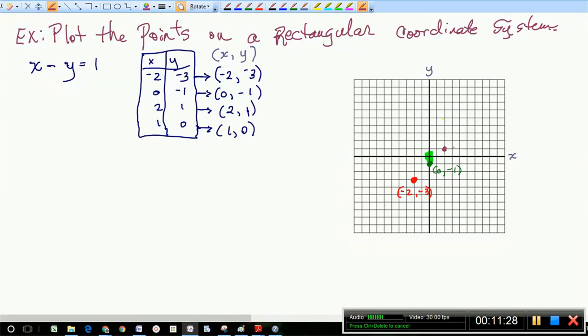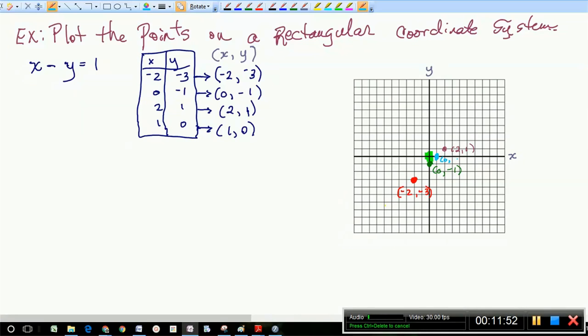Finally, 1, 0. So we go 1 to the right and 0 up and down. So 1 to the right, 0 up and down, which puts us right on the x-axis. Okay, and this is the point 0. Oh, excuse me, 1, 0.